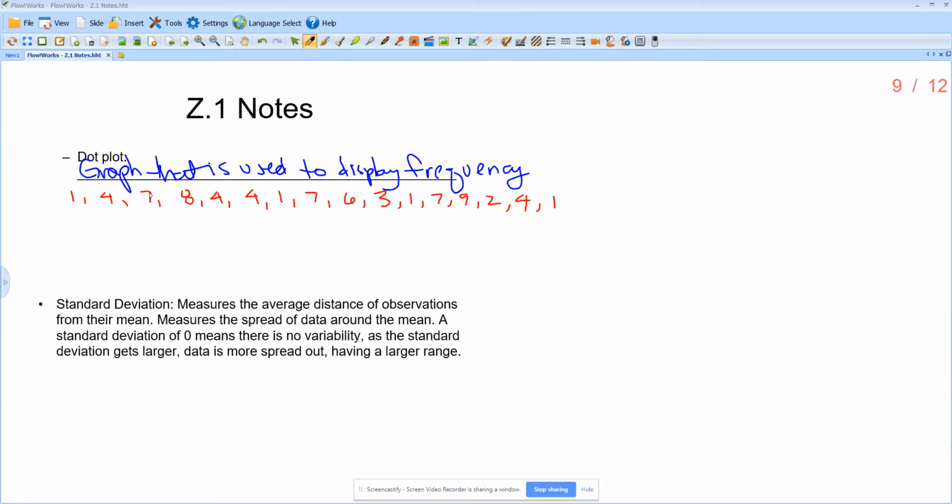In order to make a dot plot, what I'm going to do is again start with that same idea of horizontally spanning these numbers. I'm sorry, making a number line, not spanning the numbers.